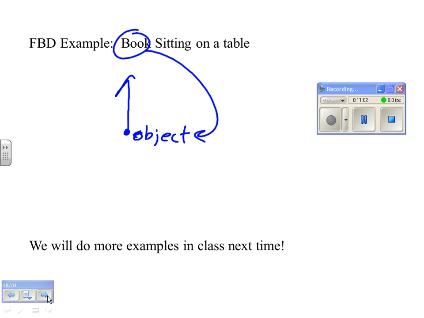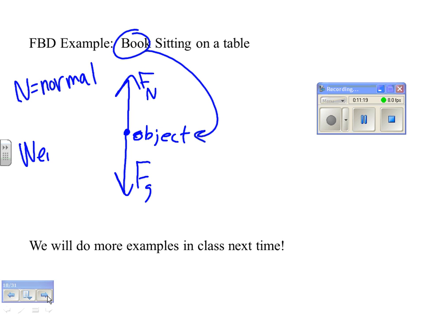Now it has a force that's going up and a force that's going down. The force going up is F sub n. That n stands for normal. Normal force is like the table acting up against gravity. The force of gravity, F sub g, is weight. So the object's weight is holding it down, and the normal force of the table is holding the object up. If you don't have the normal force, it would just fall through the table.